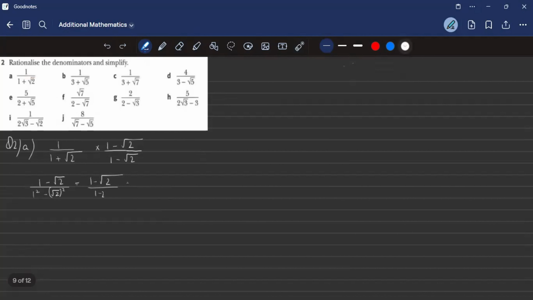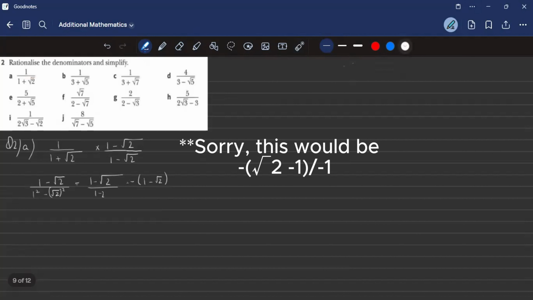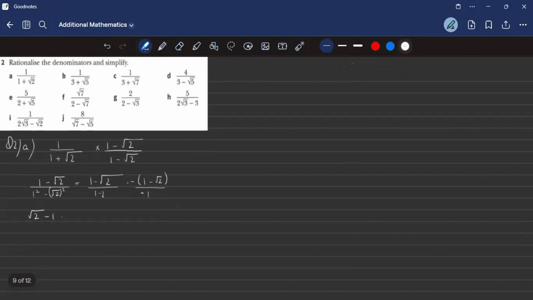Instead, what I would do is negative multiplied by 1 minus under root 2, divided by 1. Why I haven't written negative 1 here is because I've taken this negative 1 and put it out as a common factor. So this negative 1 goes up and multiplies with the numerator to make this independent of the negative sign. So we have got under root 2 minus 1 as our answer for part A. Before I continue, just give me a second.